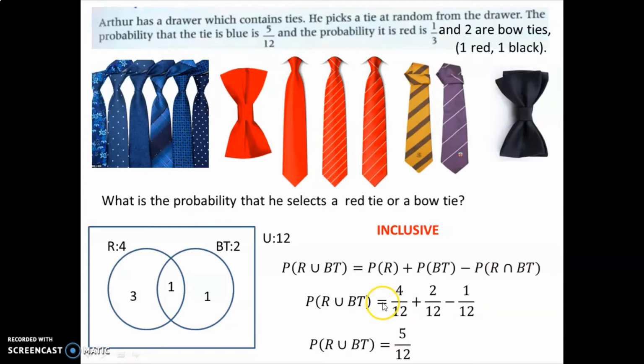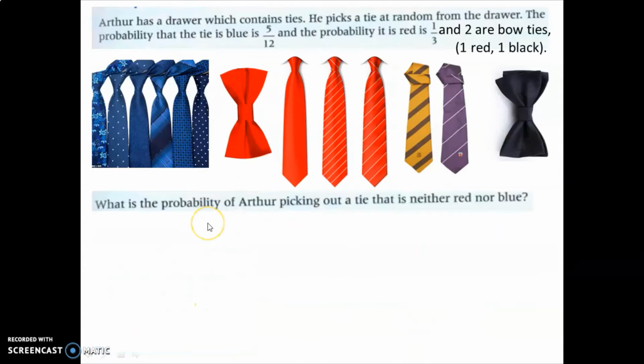Also, these numbers don't look like 3, 1, and 1 here, right? That's because we took all 4 of these plus both of those, which makes 6, and then subtracted away that, which gives us the 5. So that's how all that connects here. Let's look at this question. What is the probability of Arthur picking out a tie that is neither red nor blue?